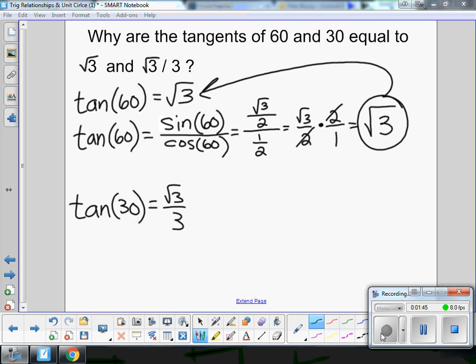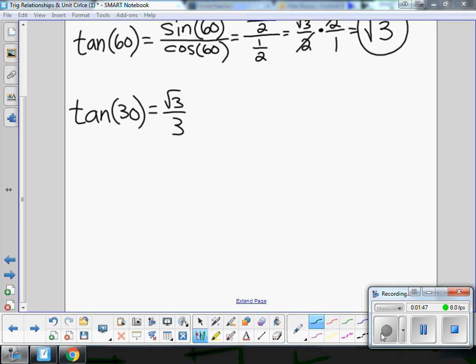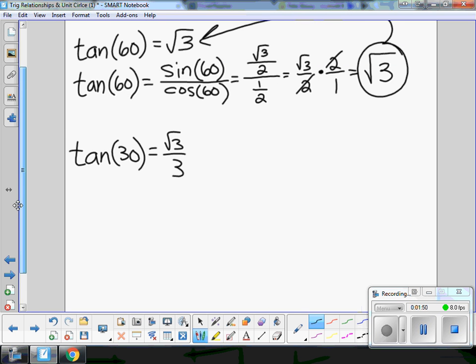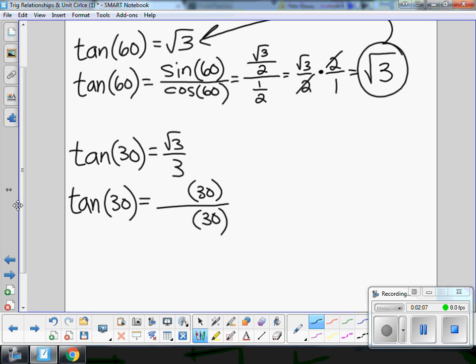How about the tangent of 30? It's supposed to be root 3 over 3. Let's see why. It's the same idea, but at the end you're going to have to rationalize the denominator. There's one extra step. So the tangent of 30 is equal to who over what of 30? Don't whisper it, say it. Sine over cosine. Now, tell me, what is the sine of 30? 1/2. It's the same as what's up here, but they're going to be flipped. What's the cosine of 30?